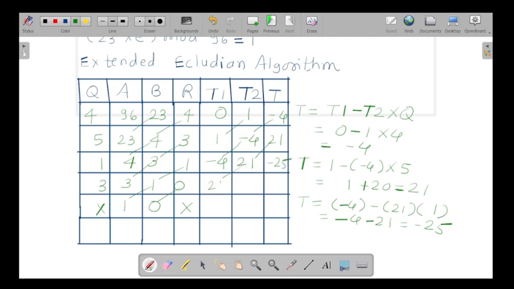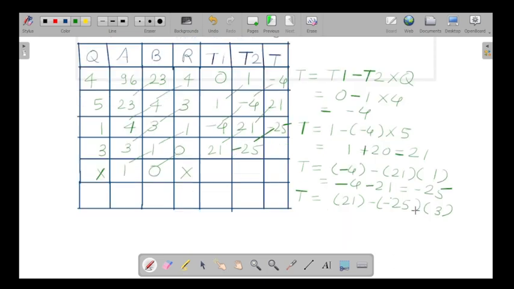Now again we have to follow this step again. So 21 and minus 25 into T1 and T2 respectively. So T is equal to 21 minus 25 into our quotient 3. So we will get the value of our T is equal to 96. We are writing 96 in column number T.